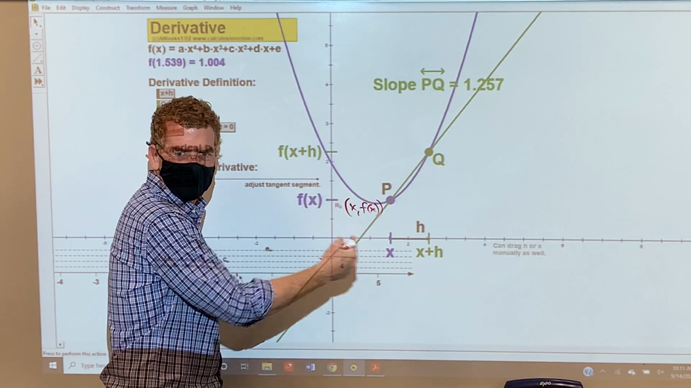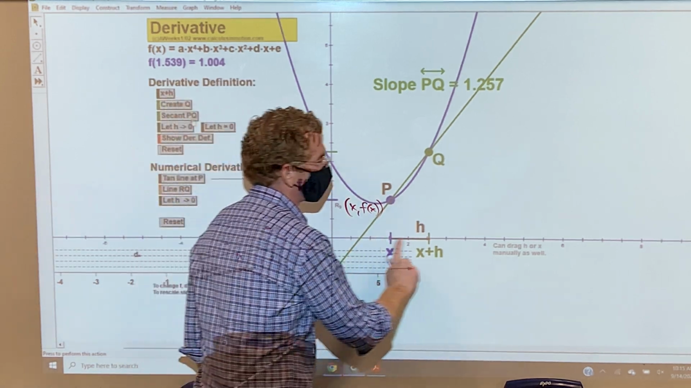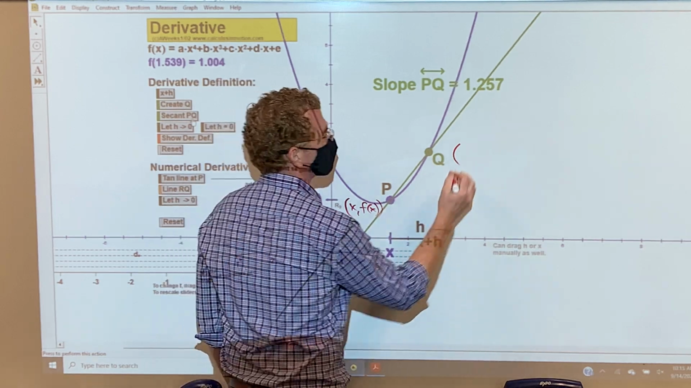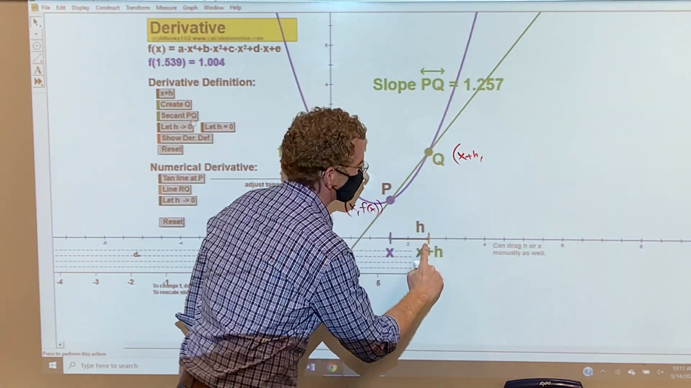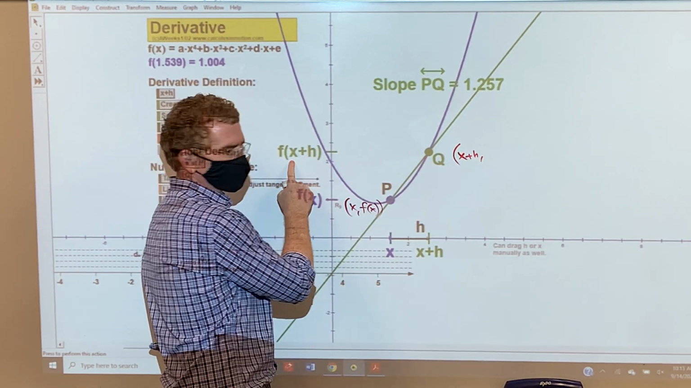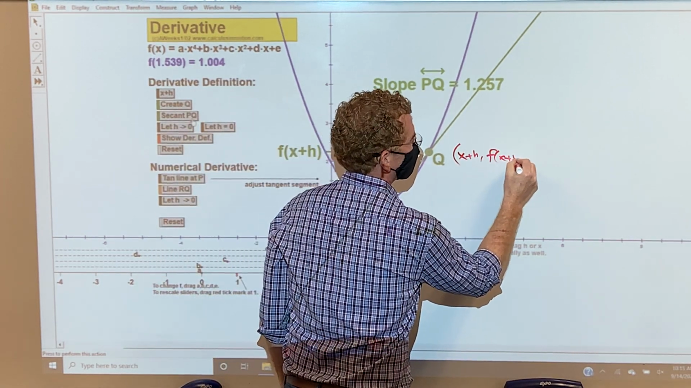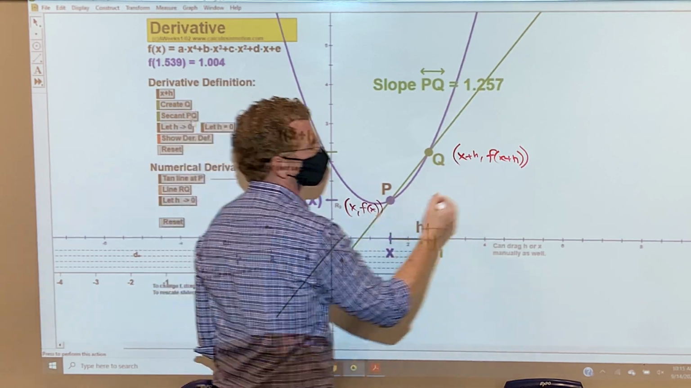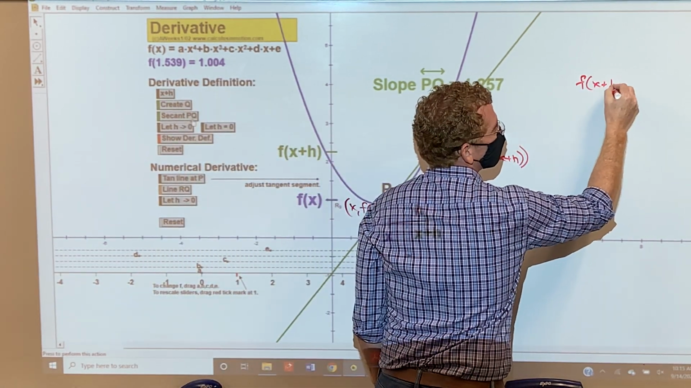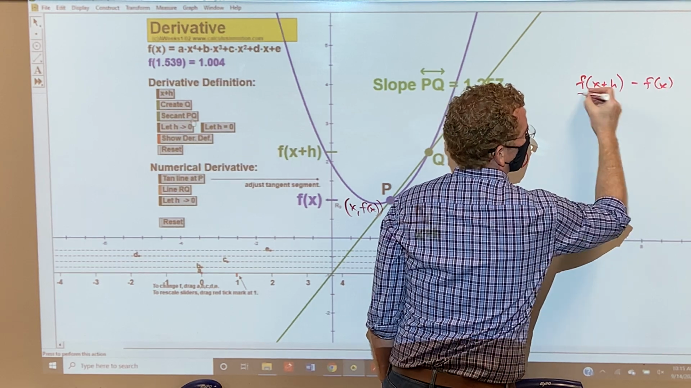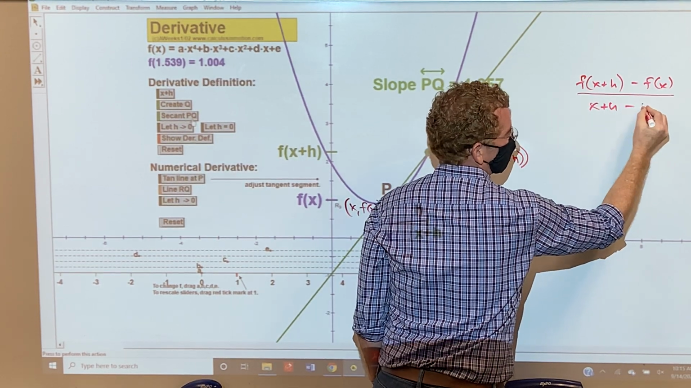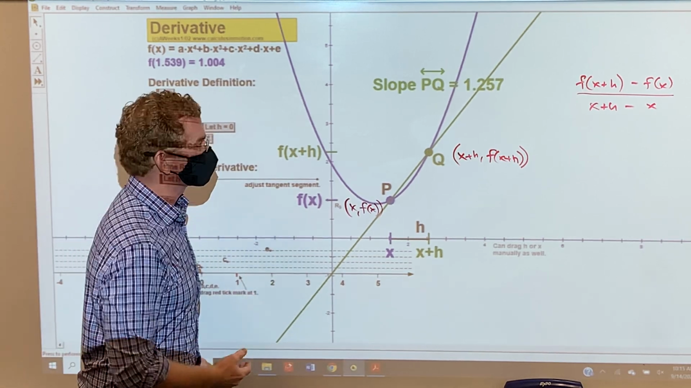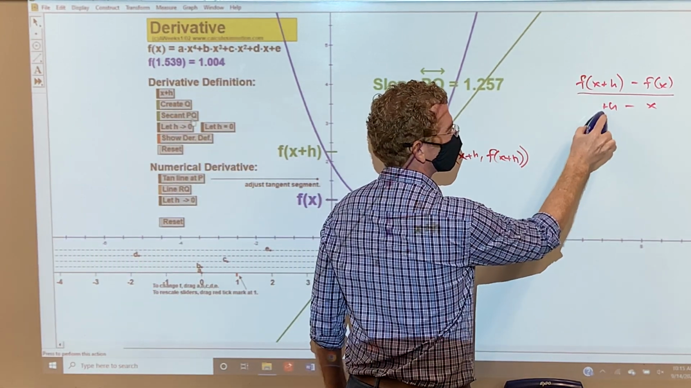Isn't that the first point, like x, y? And isn't the point Q over not x, but what? X plus h? And if I go over x plus h, how much do I go up? F of x plus h. And if I were to now find the slope between these two things, wouldn't I get y minus the y over the x minus the x, right? And don't those x's on the bottom cancel?